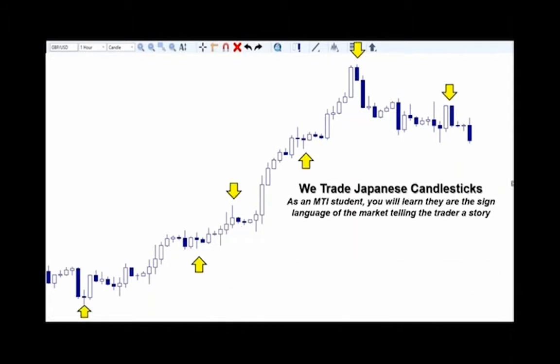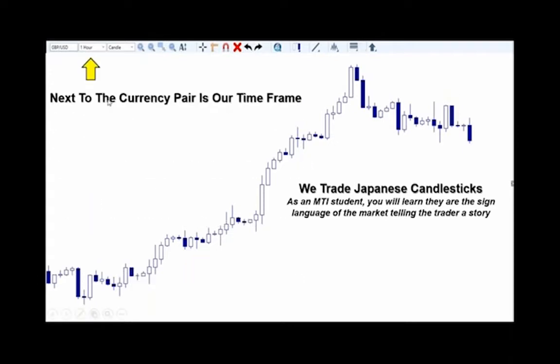Now, these little rectangles you see on your screen, these are called Japanese candlesticks. What you're looking at is what's called a candlestick chart. I'm not going to go into a lot of detail about what these candlesticks are, but they are a visual representation of whatever time frame you select on your chart. So in this case, on the charts we're going to be pulling up today, they are going to be 1-hour charts.